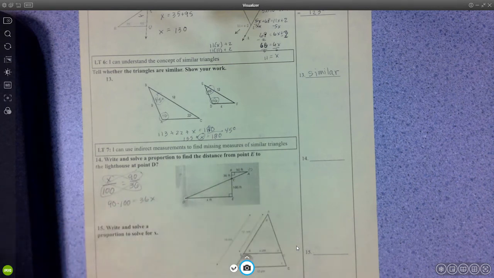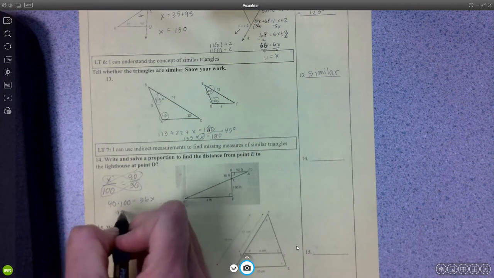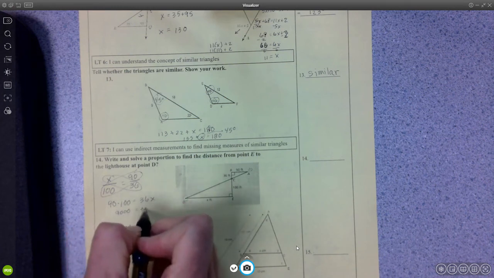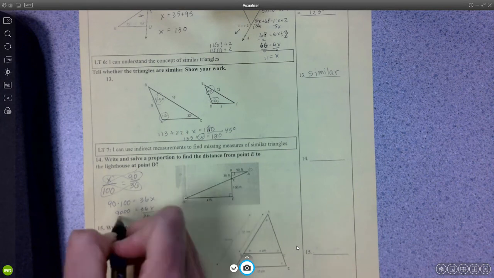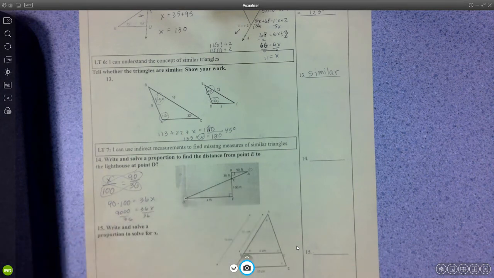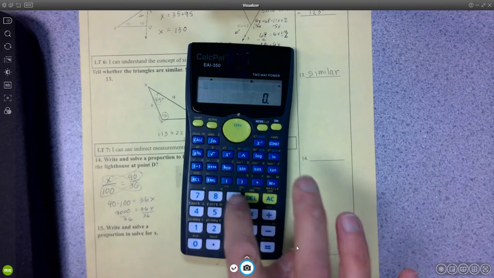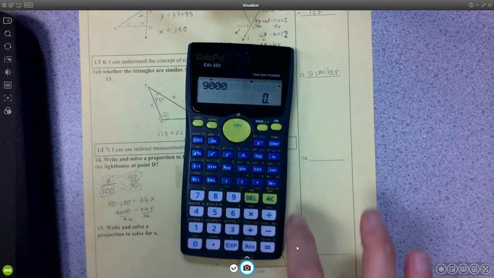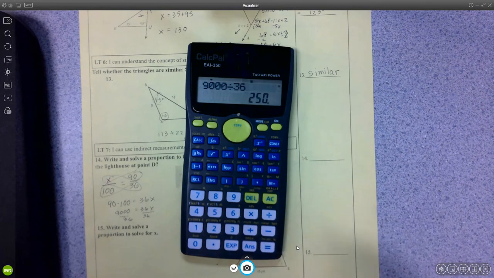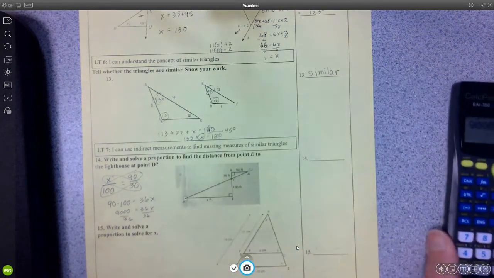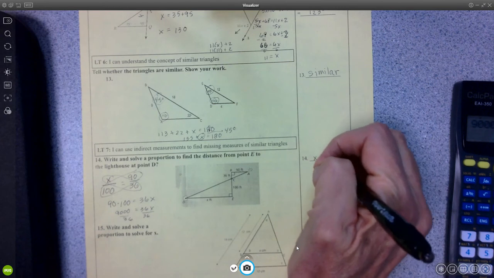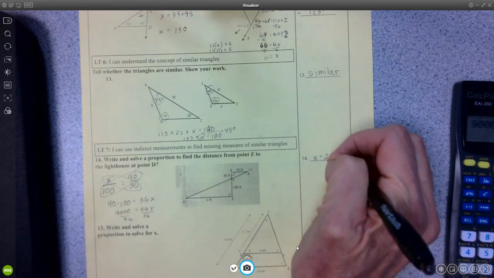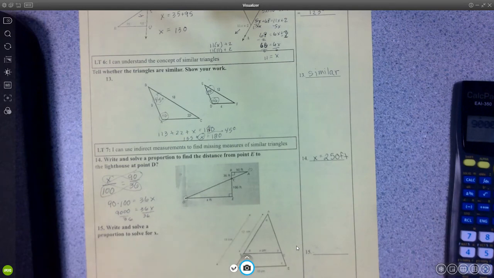So we're going to do 90 times 100. We're going to have 9,000 equals 36x. I'm going to divide by 36 on both sides. Do that in my calculator. 9,000 divided by 36 equals, no, I'm not going to do it by 6. I'm going to do it by 36. 9,000 divided by 36 equals 250. So my x, my missing part, is 250. And that's feet.